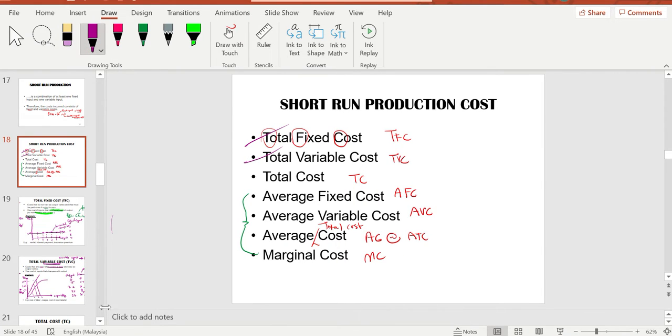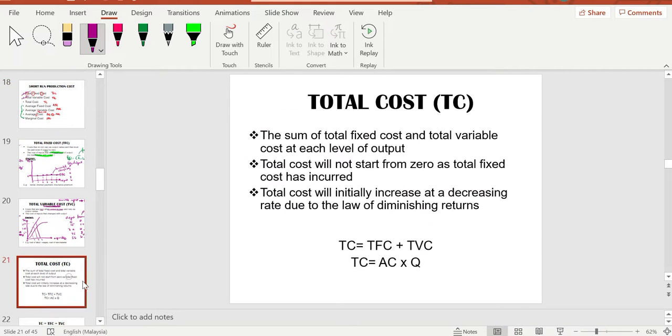Next, we go for total cost. Total cost is the sum of fixed cost, which is total fixed cost, and total variable cost, TVC. The sum maksudnya hasil tambah. Bila fixed cost campur dengan variable cost, kita akan dapat total cost. Maksud total cost ni cost keseluruhan. Dah kalau dalam production, you use two types of input kan, capital dan labor.